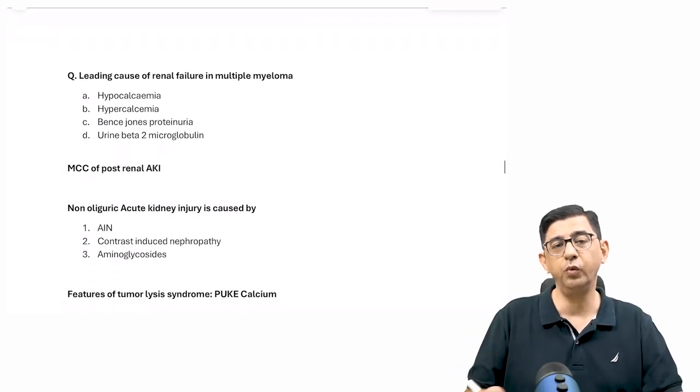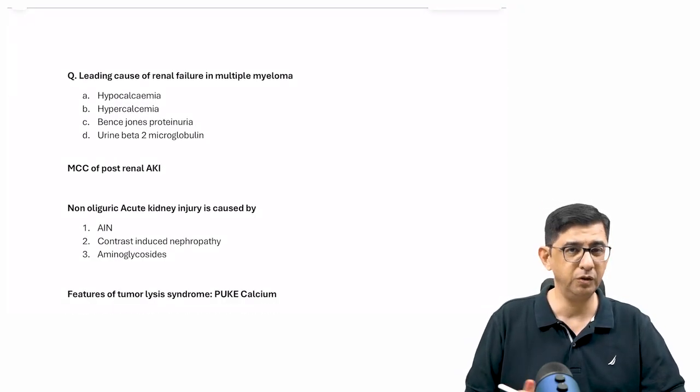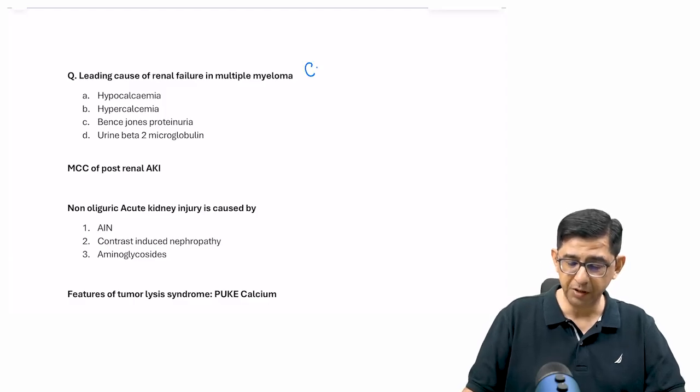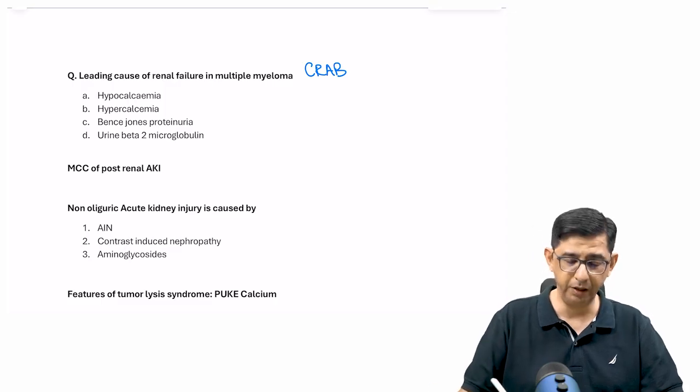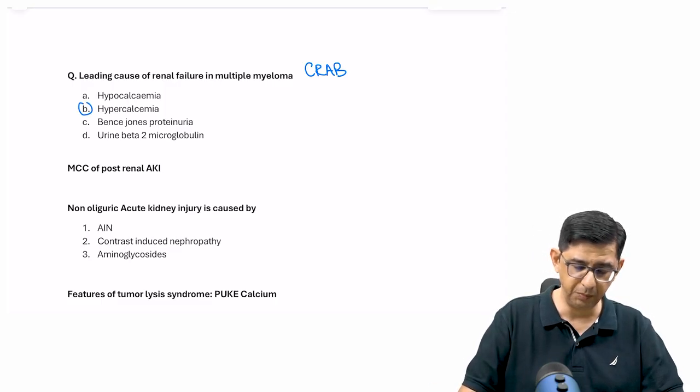Moving to the next question, what is the leading cause of renal failure in a case of multiple myeloma? The manifestations are called CRAB: hypercalcemia, renal failure, anemia, and bony lytic lesions. So the answer here is hypercalcemia.